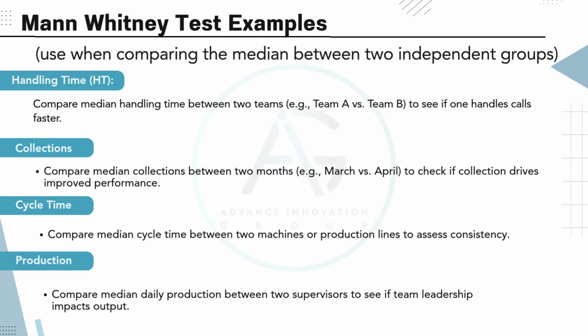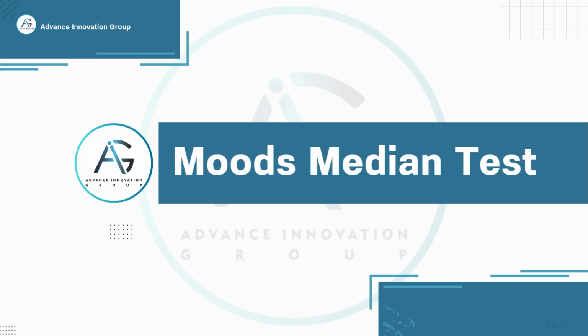Production. Here, we might evaluate the impact of different supervisors on daily production. By comparing the median daily output under Supervisor A and Supervisor B, we can assess if leadership has a statistically significant effect. All these examples share a common theme. We're comparing the medians of two independent groups, and the Mann-Whitney test is ideal when data doesn't meet the assumptions of parametric tests. Mood's median test.